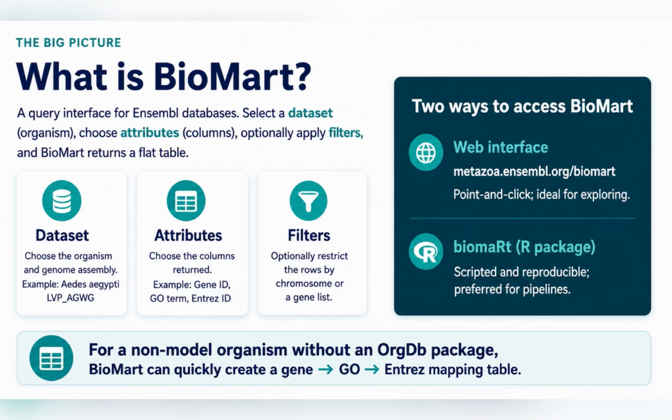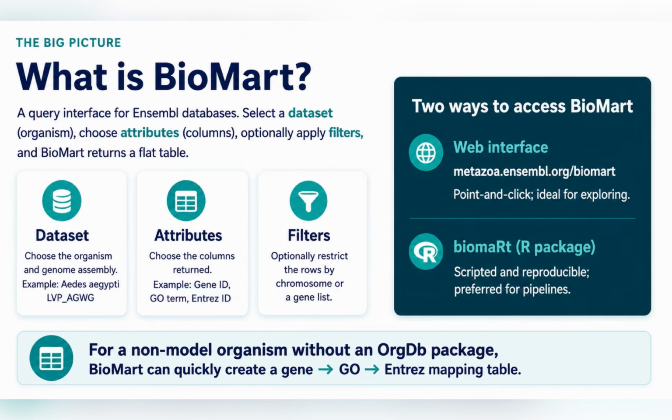To use BioMart, we need to understand three important terms: dataset, attributes, and filters. A dataset specifies the organism and genome assembly that we want to study. Attributes are the columns of information that we want BioMart to return. For example, we can request the Ensembl gene ID, GO term, GO category, and Entrez gene. Filters are optional conditions used to restrict the results. For example, we can retrieve annotation for a particular chromosome or only for a specific list of genes.